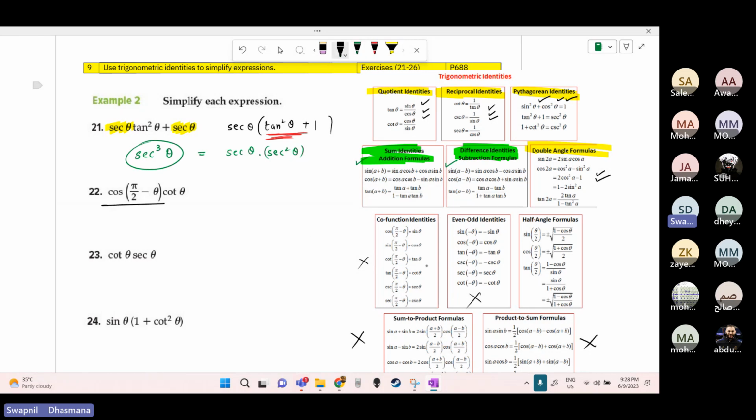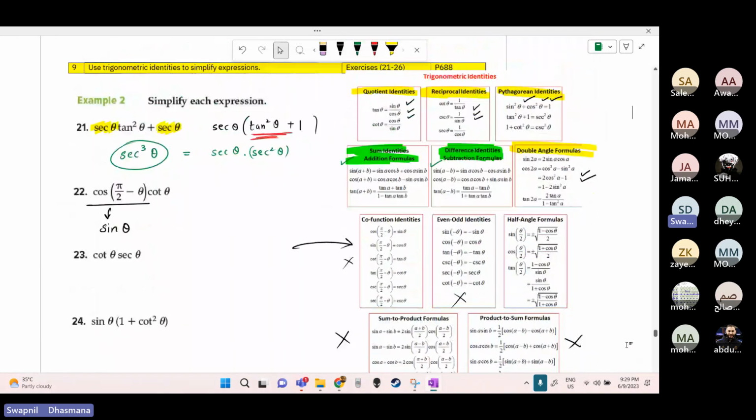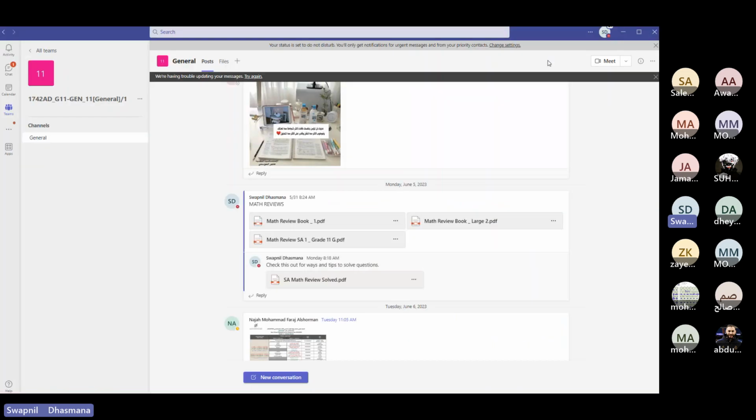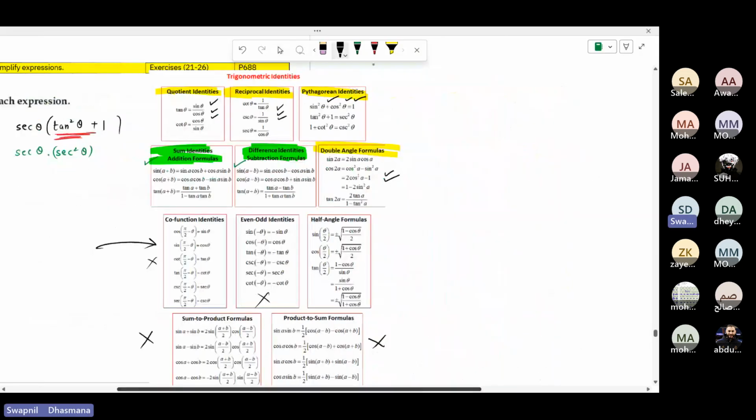Now example, this one, now it goes here. So in the book you have these examples. So cosine of pi by 2 minus theta equals sine theta. So this is pi by 2, meaning you change. I'll try to show you more easily if you understand this. See, when you have pi by 2, it changes.